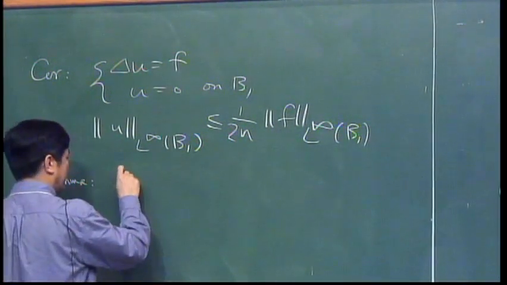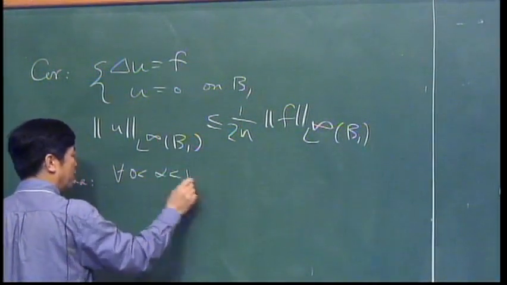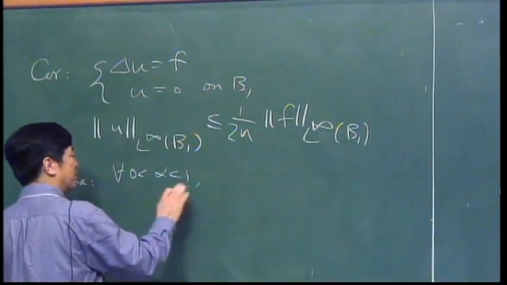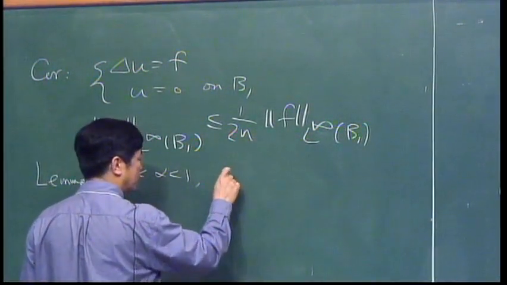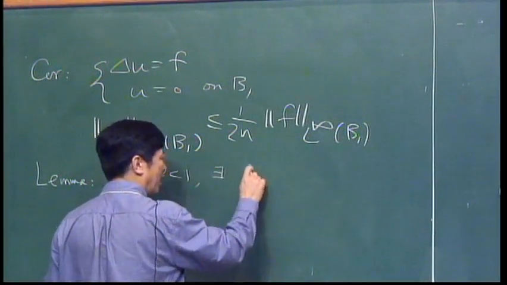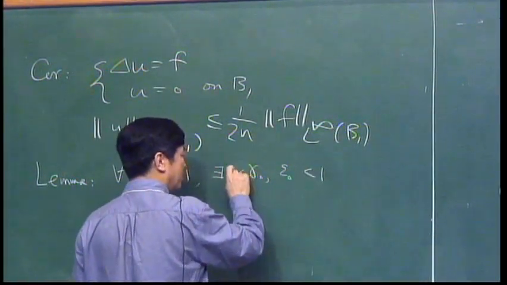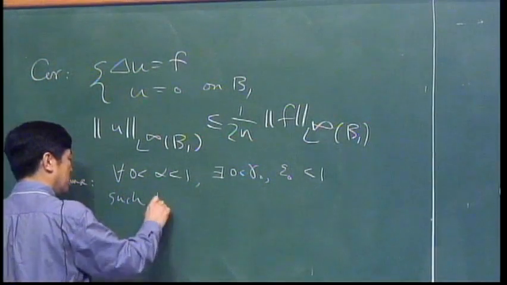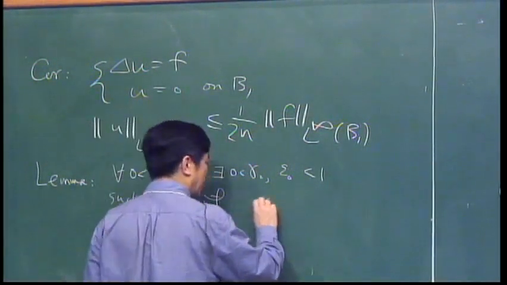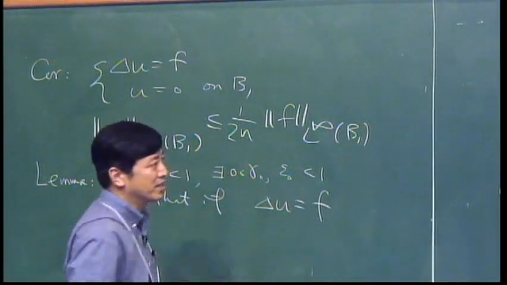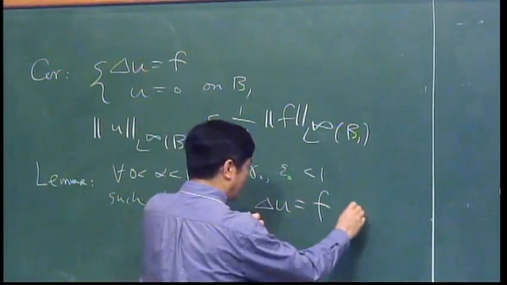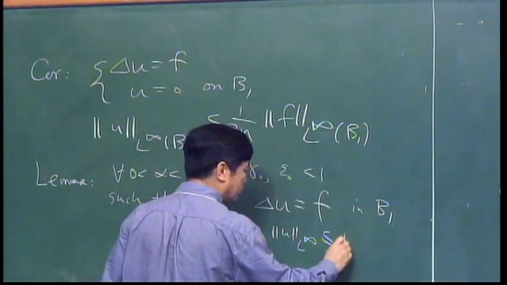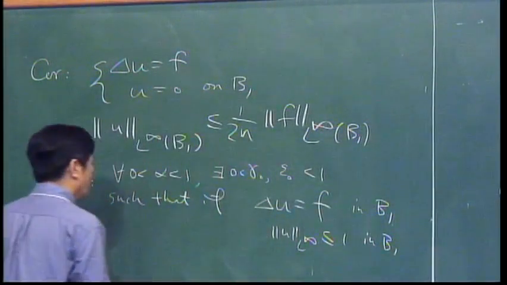The following: for any... this is a little bit long, I will explain the geometry. This is fixed. Then there exist R0 and epsilon 0, which are all fixed and depend only on alpha and the dimension, such that if Laplacian u equals f, with plus or minus, which doesn't matter really, and the L infinity norm of u in part 1 is less than or equal to 1.